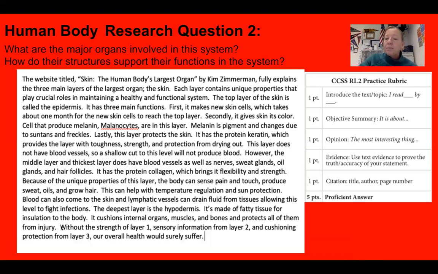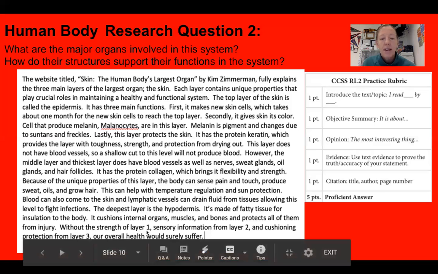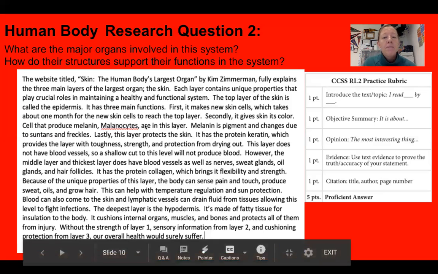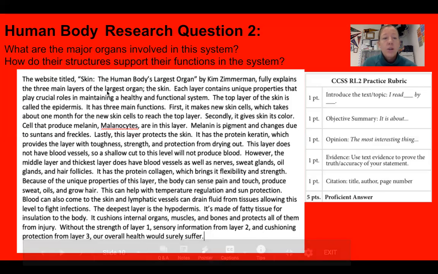So, here's my last statement that I always want to include. Without the strength of layer 1, sensory information from layer 2, and cushioning protection from layer 3, our overall health would surely suffer. That sentence comes from me and what I know about what I learned. Okay. Take notice again of the really good transitions. So I said the top layer, the middle layer, the bottom layer. So I can give my visual for that for the reader.